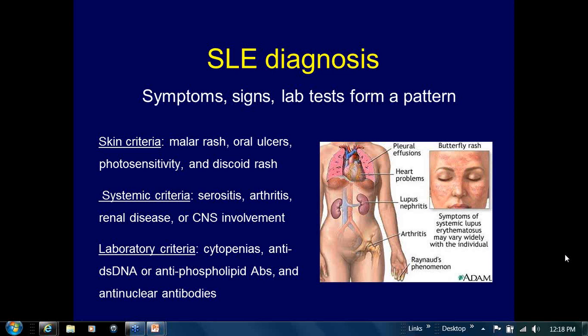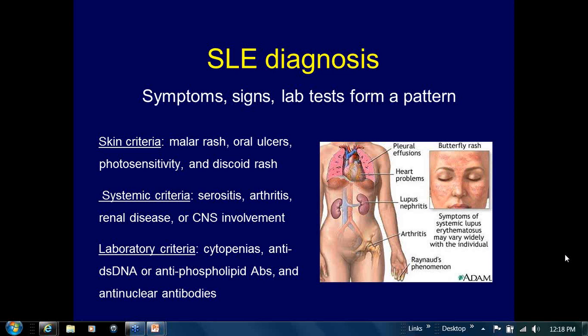Other criteria outside the skin include inflammation of the body cavities, like the lining of the lungs and the lining of the cavity of the gastrointestinal tract. Additionally, arthritis, particularly inflammatory arthritis affecting small joints of hands, feet, and bigger joints as well, knees, elbows, shoulders, are characteristic of lupus.